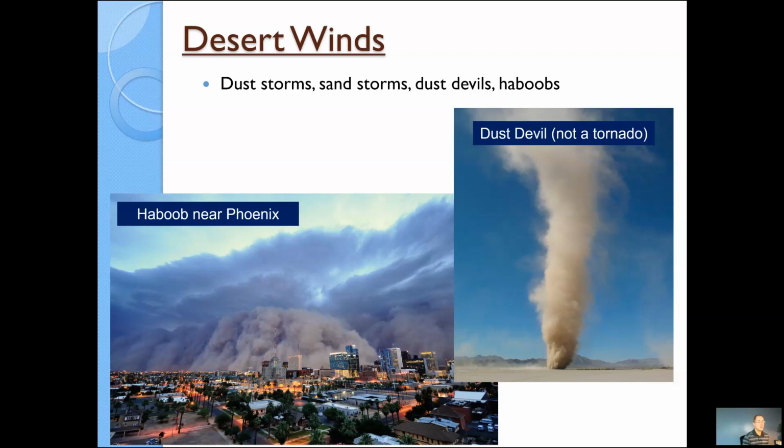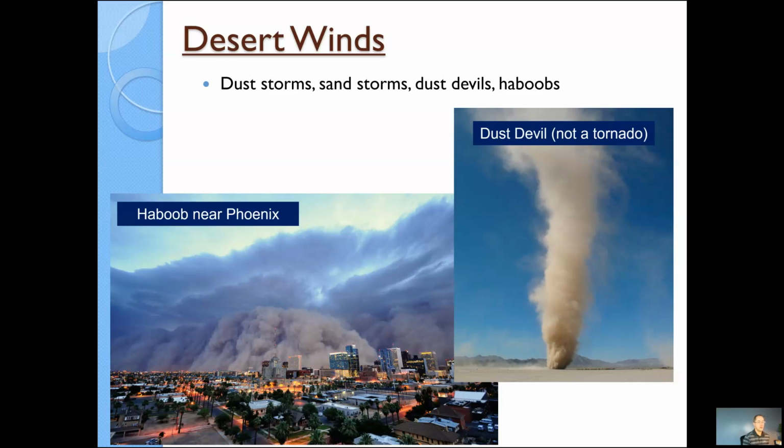Haboobs are going to be quite common in the United States across the Southwest, extending all the way through New Mexico into, say, the Panhandle of Texas. They are also a common occurrence across areas such as the Middle East. Again, they occur due to thunderstorms as they dissipate and cause outflow. And that outflow is going to help to cause the sand and dust to kick up and create these walls that can press out many, many miles from a decaying thunderstorm.